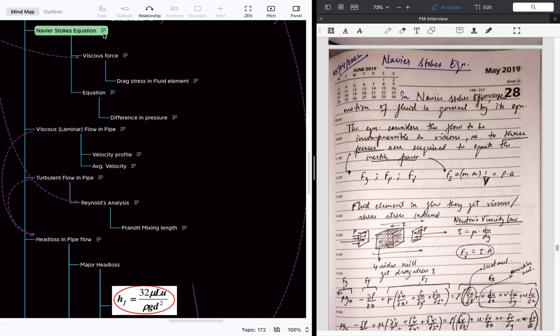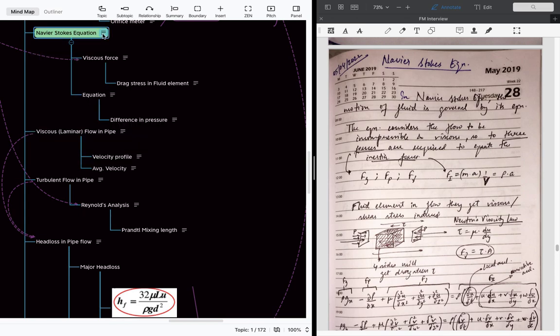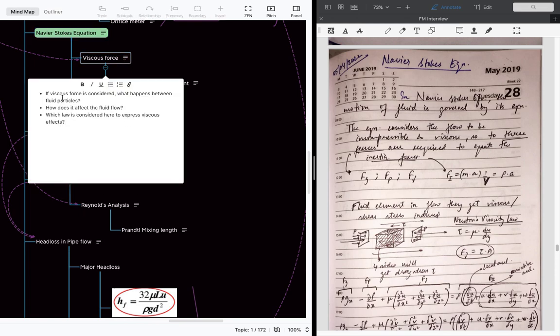Okay, so let's see what are the questions here. So this is the image of the Navier Stokes equation. Let's note that. If the viscous force is considered, what happens between the fluid particles? If the viscous force is there, that means the friction or the cohesive force between the particles is high. That means there will be shear stress among the fluid layers that is expressed as a viscosity.